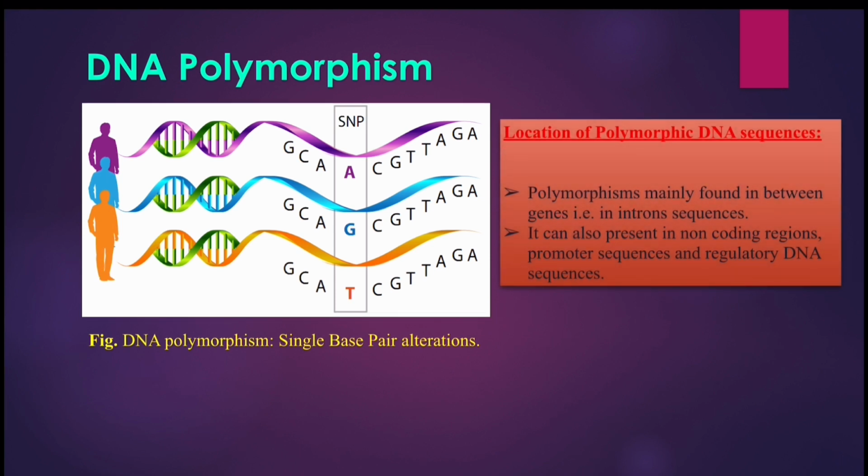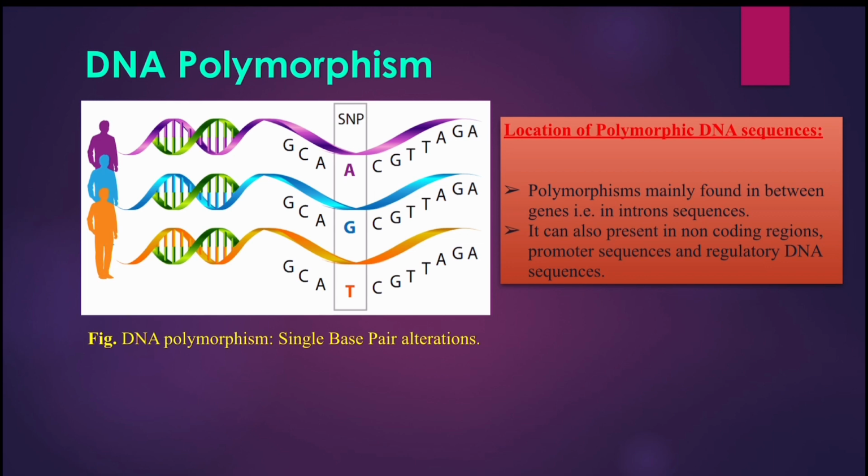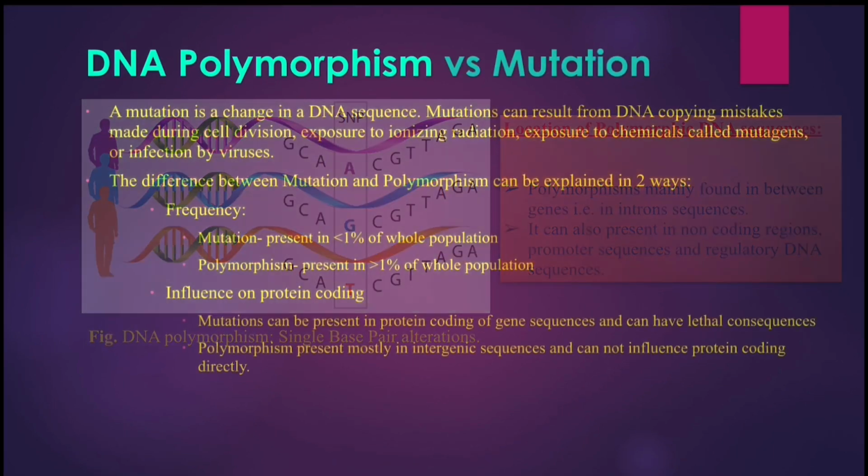This is because in DNA we have exons and introns. Exons contain actual genetic sequences and introns are intergenic regions. The polymorphic sequences are present mostly in introns and sometimes they can be at the promoter regions or maybe in regulatory regions. That is the reason they do not have direct influence on the protein coding process.